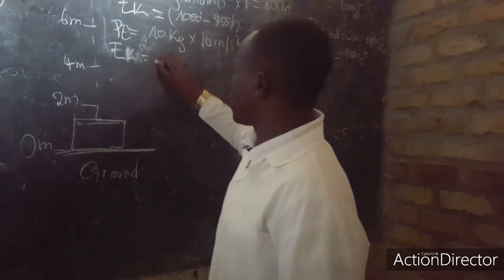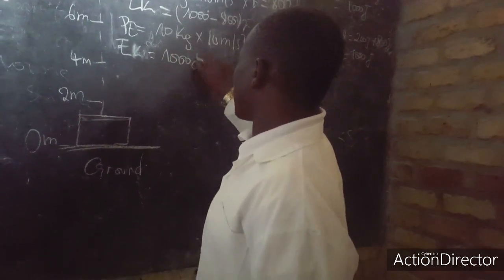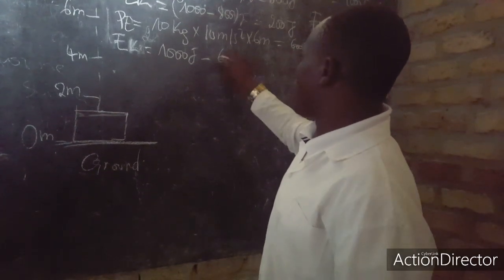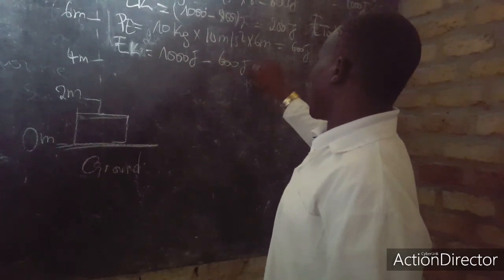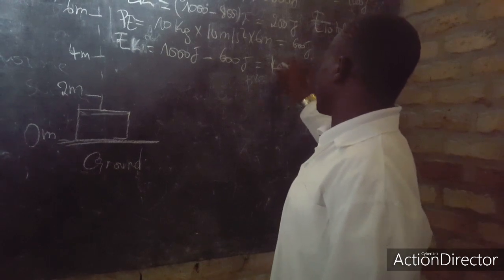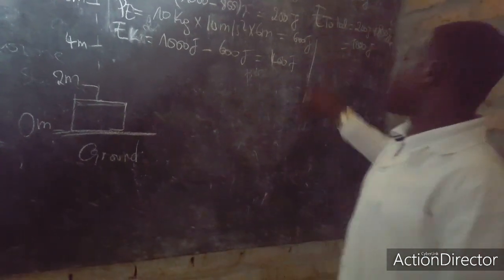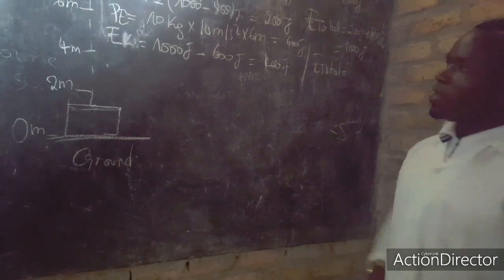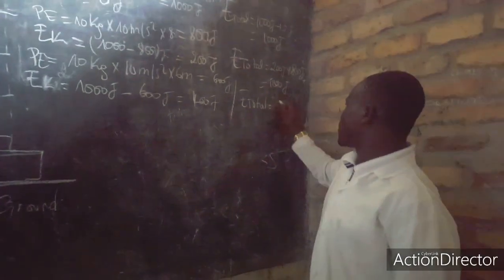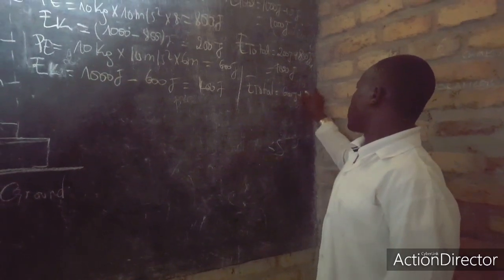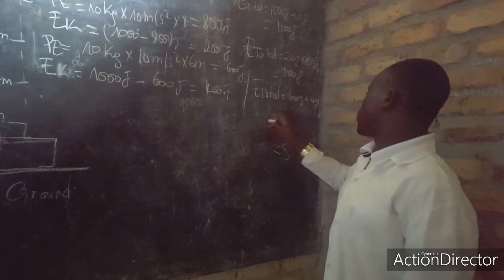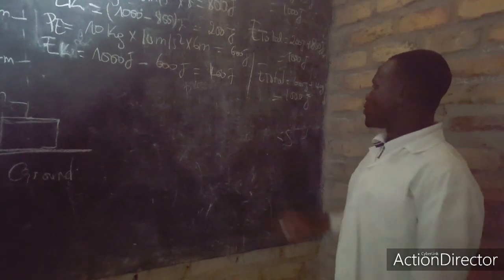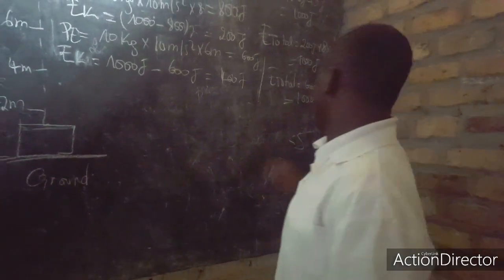So kinetic energy will be given by 1000 joule minus our potential energy. So our kinetic energy will be 400 joule. So the total energy at 6 meters will be given by 600 joule plus 400 joule, and the total amount will remain constant, where we have 1000 joule.